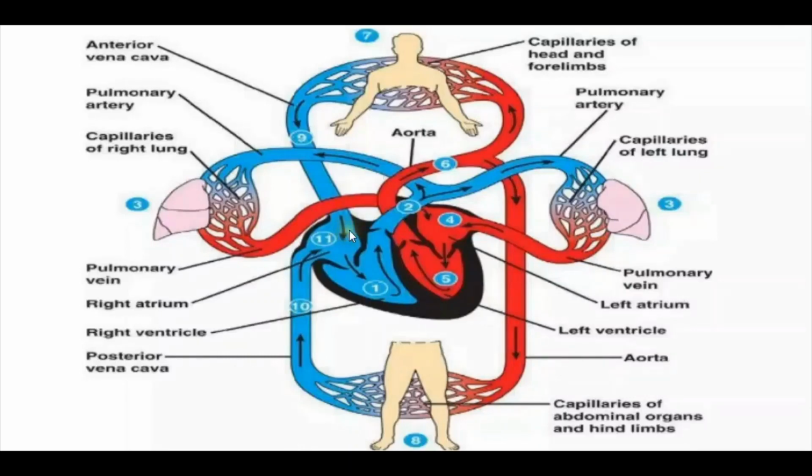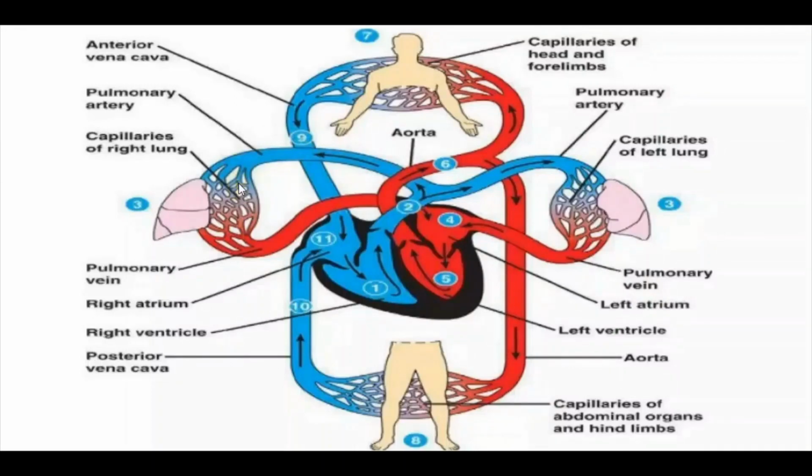This pulmonary circulation starts from the right ventricle. This is the right ventricle. So, the first one starts from the left ventricle, and the second one, pulmonary circulation, starts from the right ventricle. From the right ventricle, the pulmonary artery arises. This is the pulmonary artery. It reaches the lungs with the deoxygenated blood.